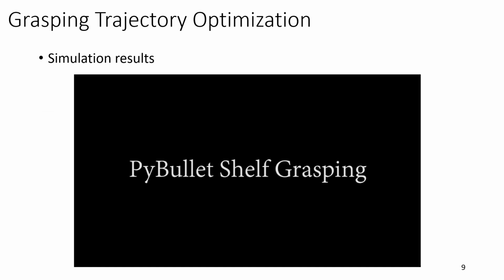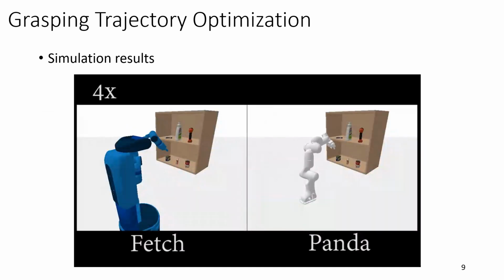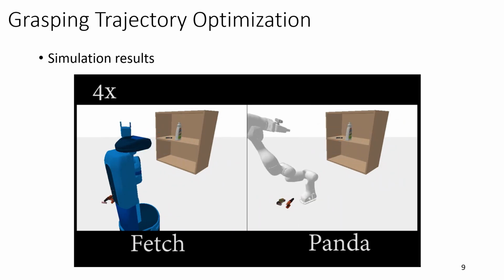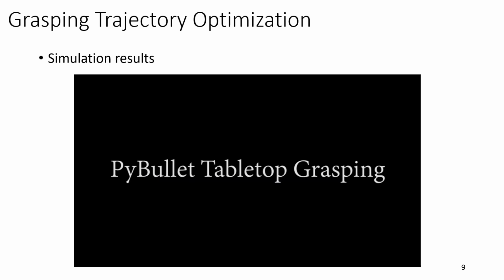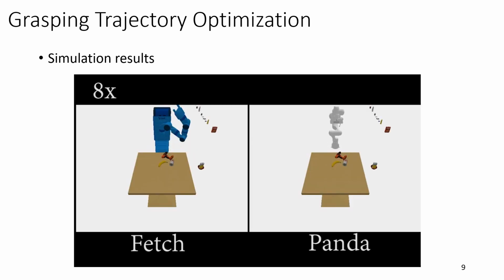We first conducted experiments in the Panda simulator. We have enabled the Fetch robots and the Panda robots to grasp objects from a shelf scene and a tabletop scene in the Panda simulation, where we generate trajectories using our proposed algorithm.